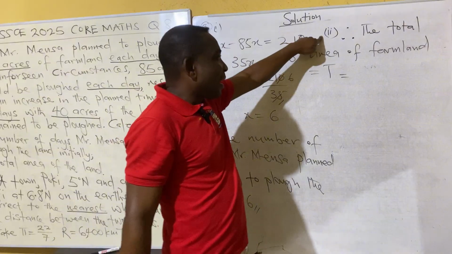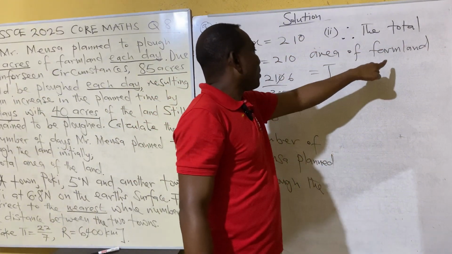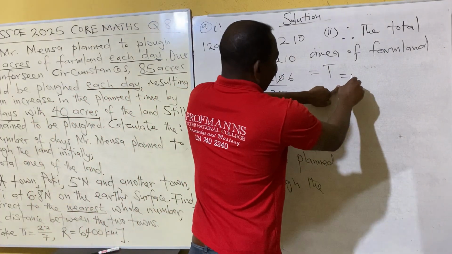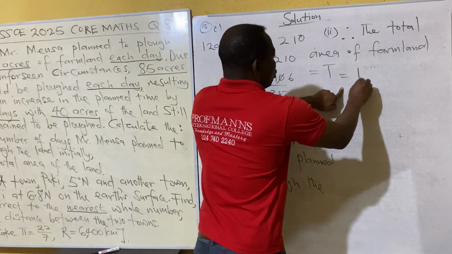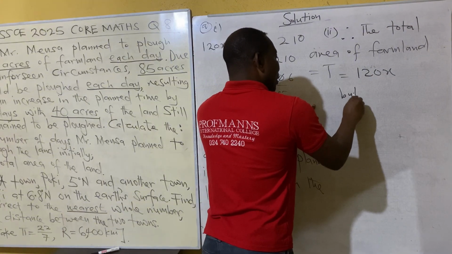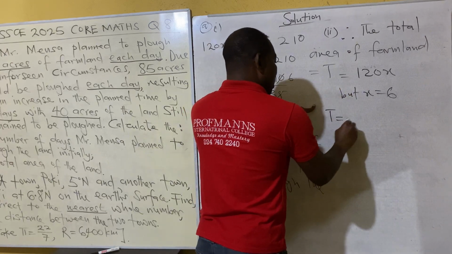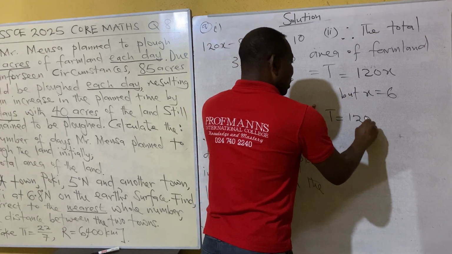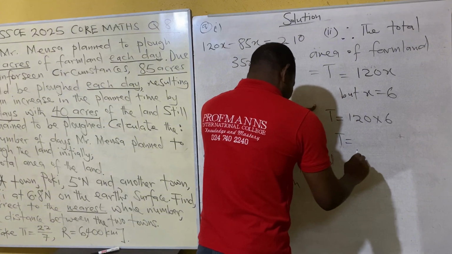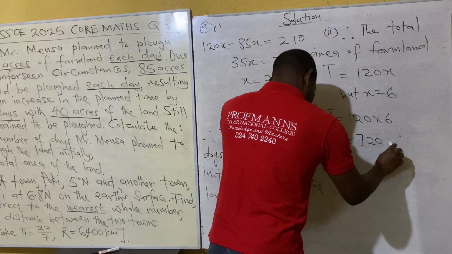Now the A II, therefore, the total area of farmland is equal to T. And according to what we calculated earlier, the total is going to be 120x. But x is equal to 6, which we have calculated. So T is equal to 120 times 6. T finally gives us 720 acres.